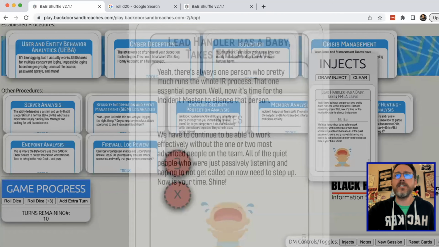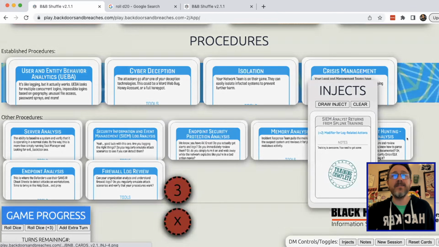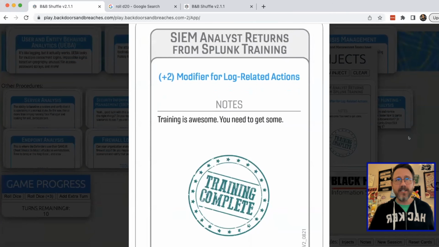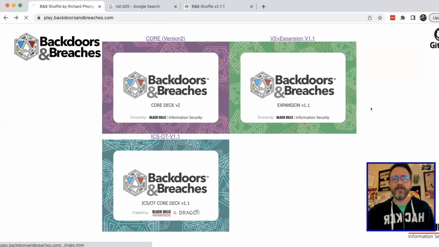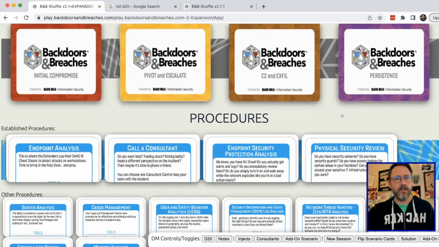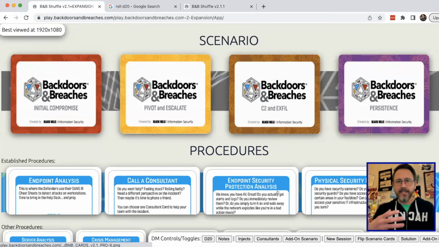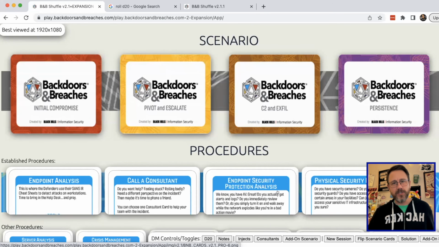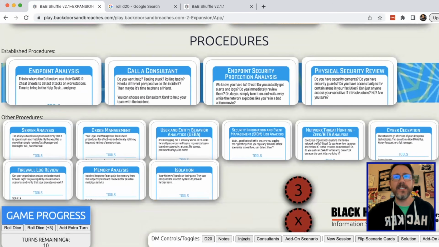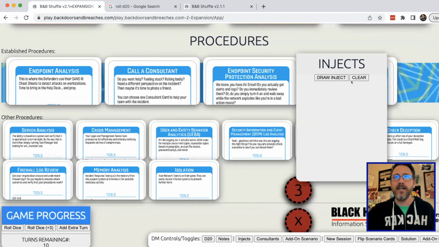All right. So we got other inject cards over here. Sim analyst returns from Splunk training. You get a +2 modifier for log related actions. They're not all bad. Unless you go to the expansion deck. Then they're all bad. Oh, God, they're bad. All right, so we're at the expansion deck right now, and we have more planned in the future. Huntress just made one. It is fantastic, and we'll incorporate it here soon. But the inject cards in the expansion deck, let's see.